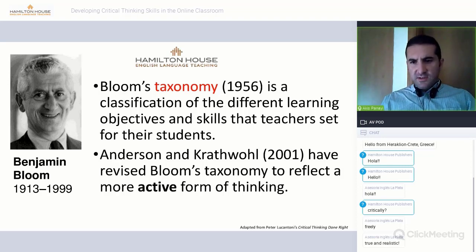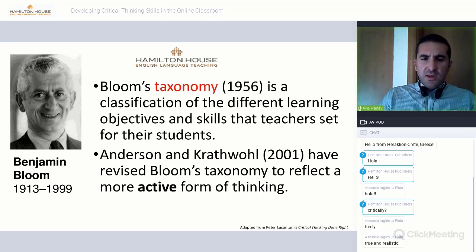We will look at the taxonomy in a moment, but before that, we should say that in 2001, Anderson and Krathwohl changed Bloom's taxonomy a little bit to make it reflect a more active form of thinking, which is what we want in today's teaching and learning, to make students active.